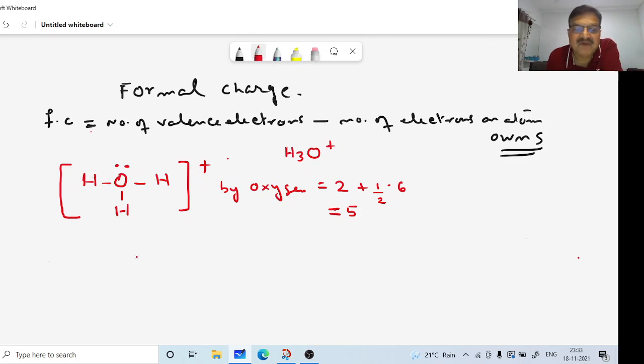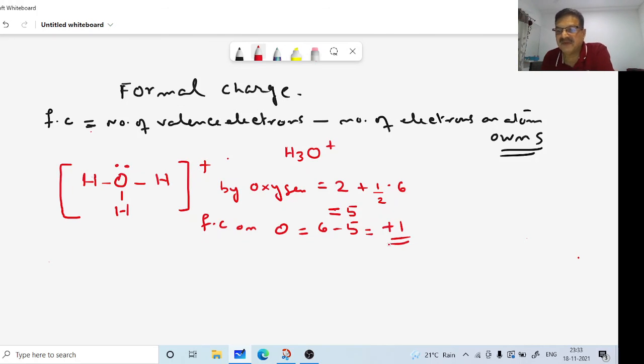Correct? Now what is the formal charge? The formal charge on oxygen is equal to the number of valence electrons, we know it is 6, minus the number of electrons owned by oxygen, 5. Therefore it will be plus 1. This is the formal charge on the oxygen atom, 6 minus 5, plus 1. This is how we have to calculate.